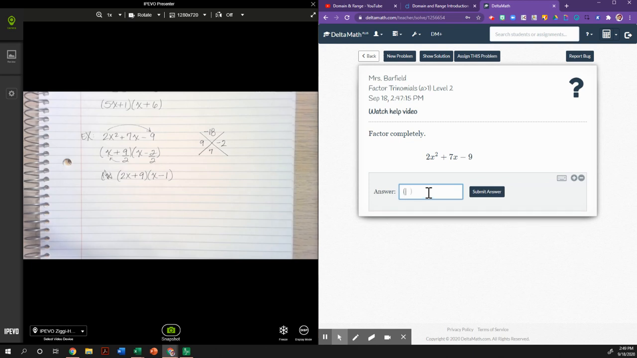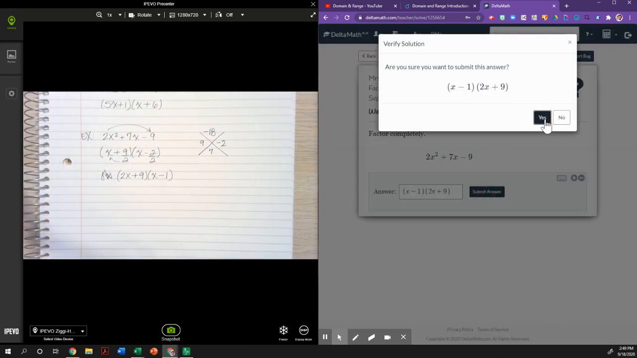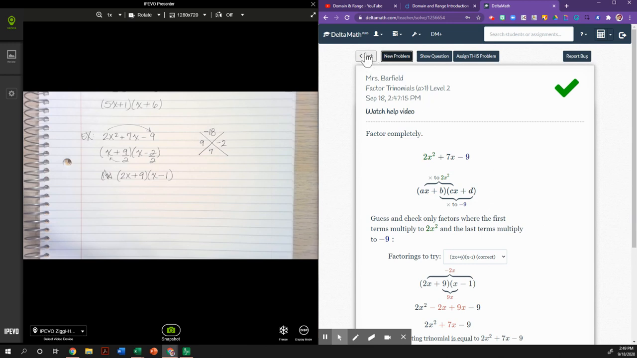Parentheses, remember you can type in x minus 1 first, 2x plus 9 second. What's most important is that you don't type x plus 1 and 2x minus 9. Make sure that whatever you've decided here maintains itself over into the next step. I'll submit my answer, and there we go.